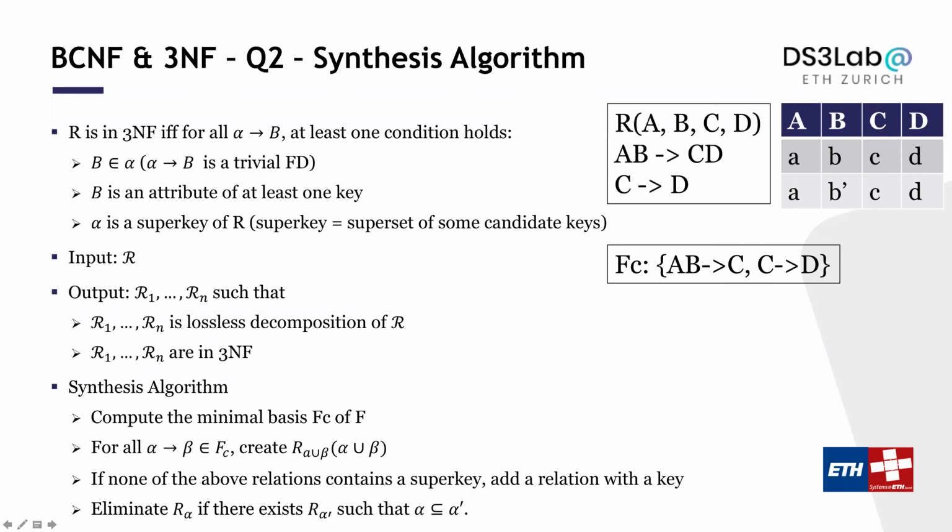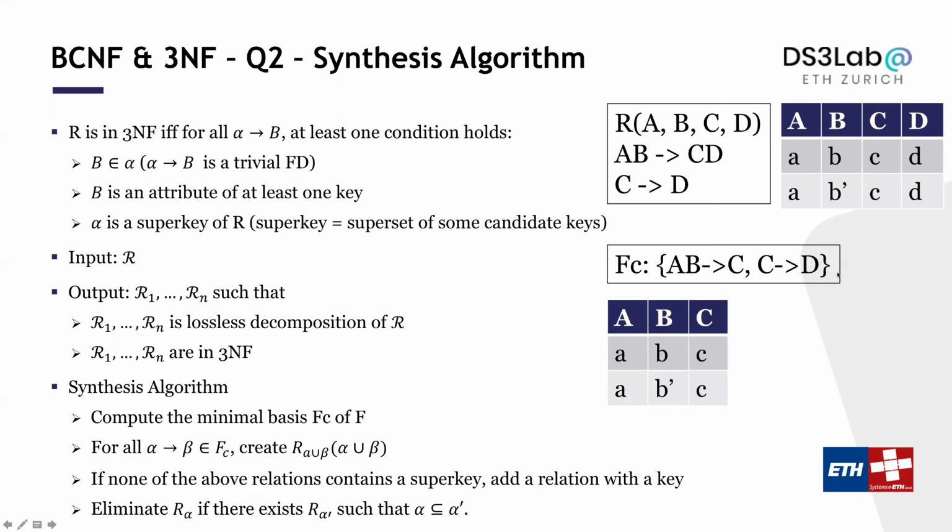I first calculate the basis. So essentially, my basis is that I have one functional dependency from AB to C. I have another one from C to D. Given these two, I can derive the original two functional dependencies. This one is the minimal basis. Also, I cannot simplify this further. So this is the basis.